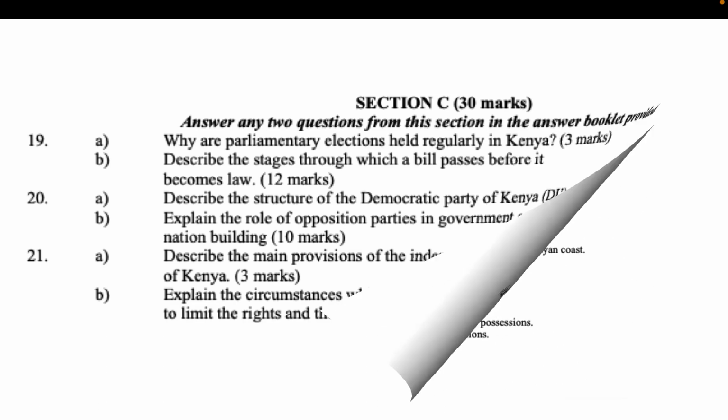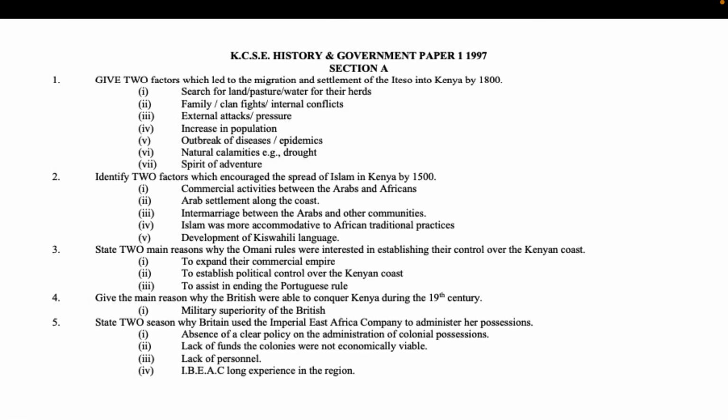KCSE History and Government Paper 1 1997. Section A. 1. Give 2 factors which led to the migration and settlement of the Iteso into Kenya by 1800. I. Search for land, pasture, water for their herds. II. Family, clan fights, internal conflicts. III. External attacks, pressure. IV. Increase in population. V. Outbreak of diseases, epidemics.